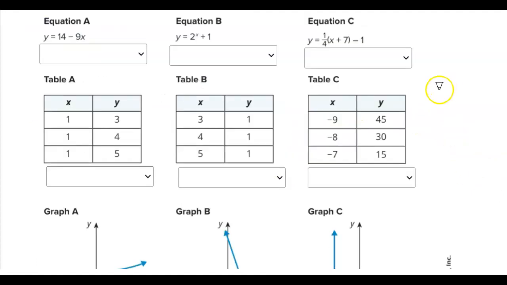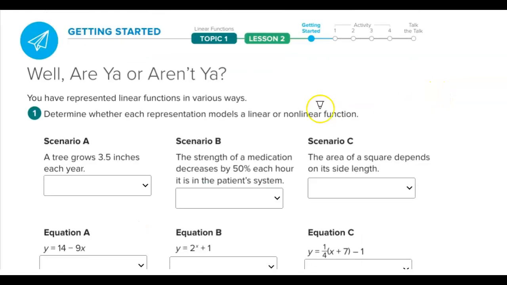And the instructions make it sound like there are just two options, because it says determine whether each representation models a linear or nonlinear function. So it makes it sound like you're deciding, is it linear or not linear? But in reality, there's this other word here. You're also deciding, is it a function? So here are the choices you're going to have when you're answering on this assignment.